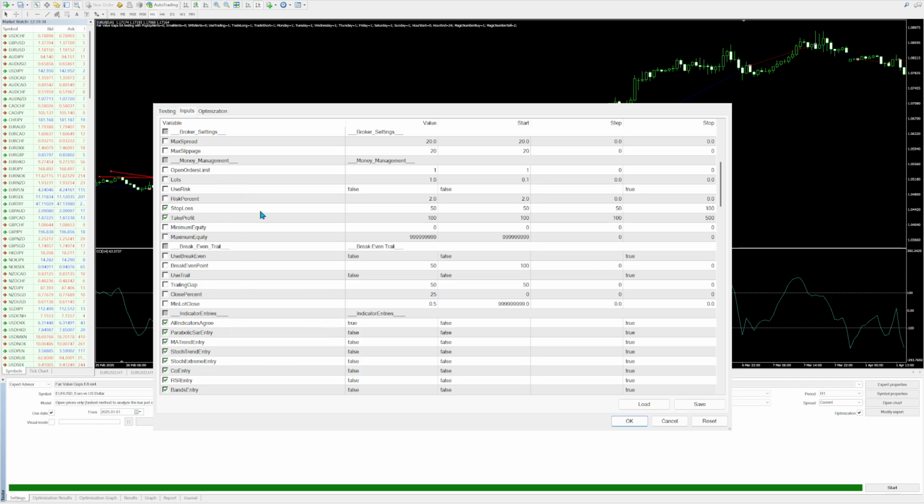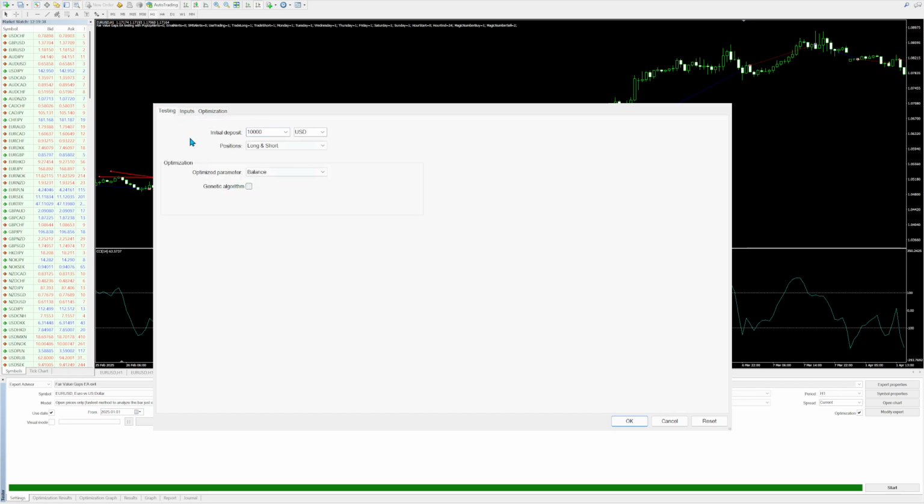Obviously, the more settings you select, the longer it takes. It does depend on the power of your machine as well. But if you have this unchecked, it will do every single possible combination, which can take a long time. If you check this, it throws away the combinations it feels will not produce good results, and it does make things a lot quicker. So I always leave that checked.